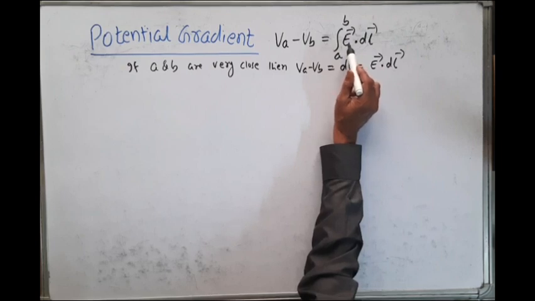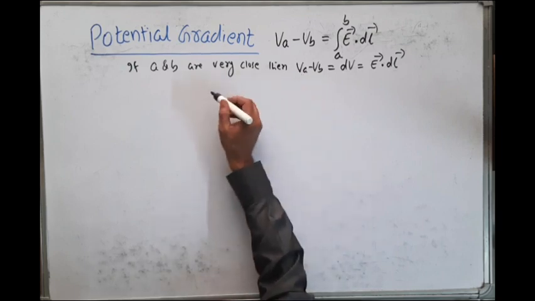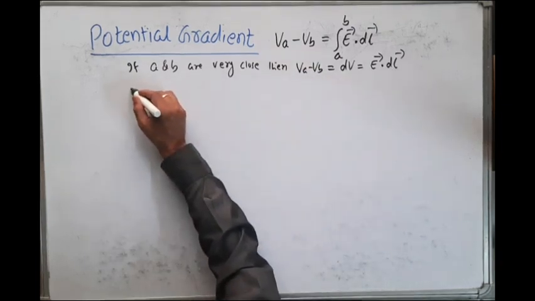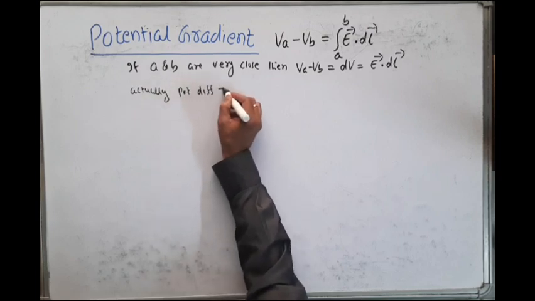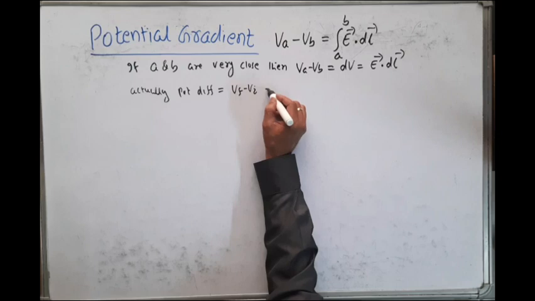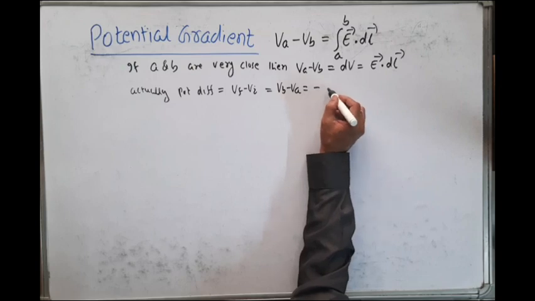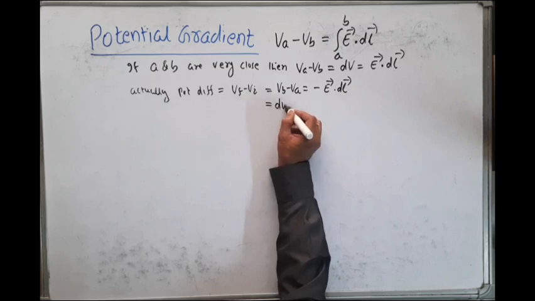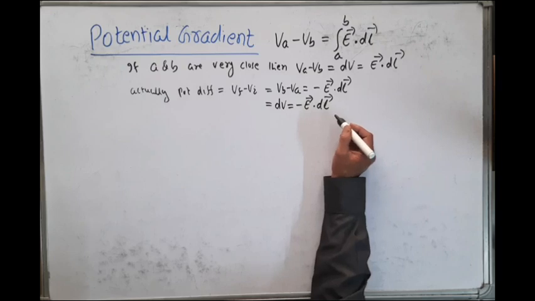But what is actually the potential difference? Potential difference is actually final minus initial. So this is your VA minus VB, but actually for potential difference, we take the final potential minus the initial potential. So if we take final minus initial, that is VB minus VA, it is equal to minus E dot dl. This VB minus VA is nothing but dV. So dV is equal to minus E dot dl.